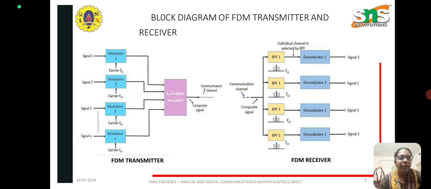So this is a block diagram for the FDM transmitter and FDM receiver. The signal passes through different modulators. The inputs to the modulator are the signal and a carrier signal, which are linearly mixed, and the output is a composite signal which passes through the channel. On the receiver side, the composite signal is given as input to the band pass filter, which separates a particular band of frequencies. It is given to the demodulator, and we get the output as the required signal which was transmitted.